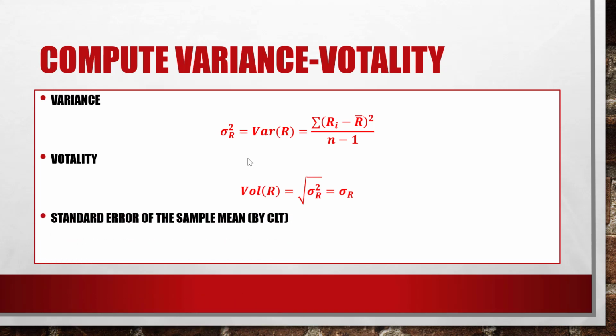And the standard error of the sample mean, by the central limit theorem, is sigma of R bar equal to sigma R over the square root of n. If you took statistics or probability before, the central limit theorem says that when the sample size is at least 30, or when the original population follows a normal distribution, then the sample means will follow a normal distribution with the same mean and with standard deviation sigma over the square root of n. So this is the central limit theorem. The point of learning the standard error of the sample mean is that sometimes we want to see the variability of the sample mean instead of specific values of the data set. So that's how we compute the variance and volatility.